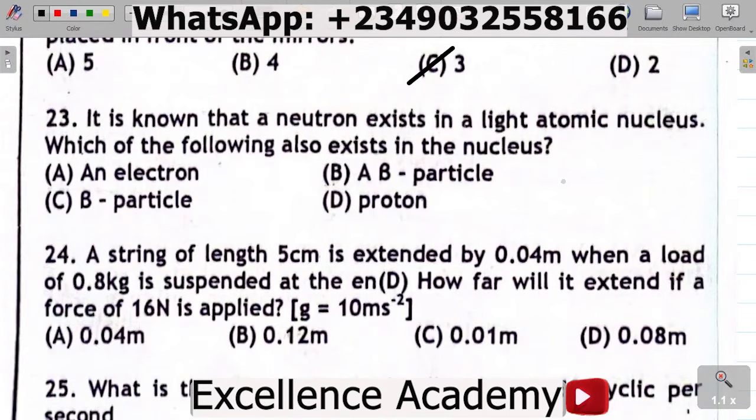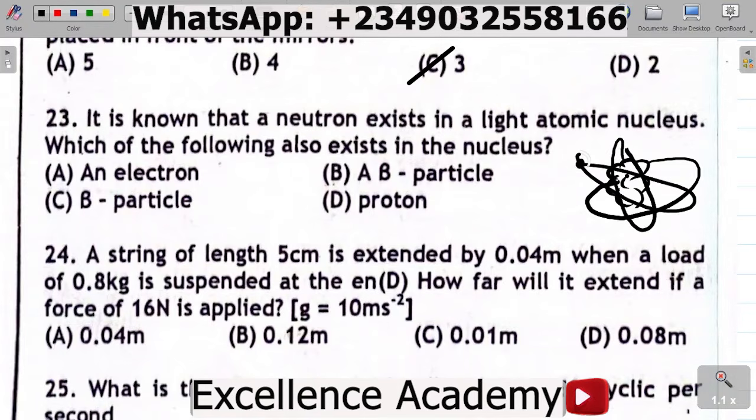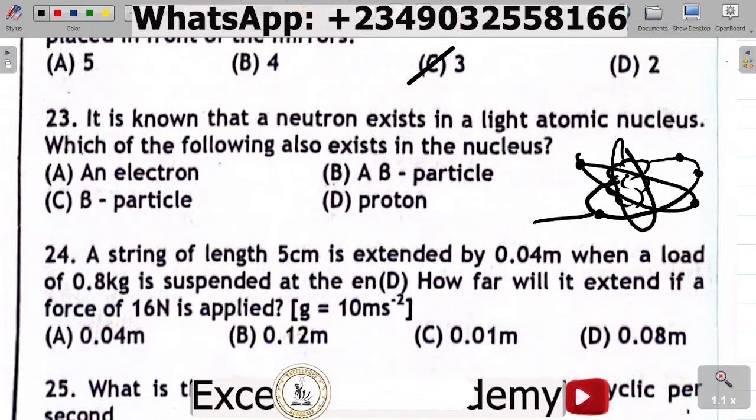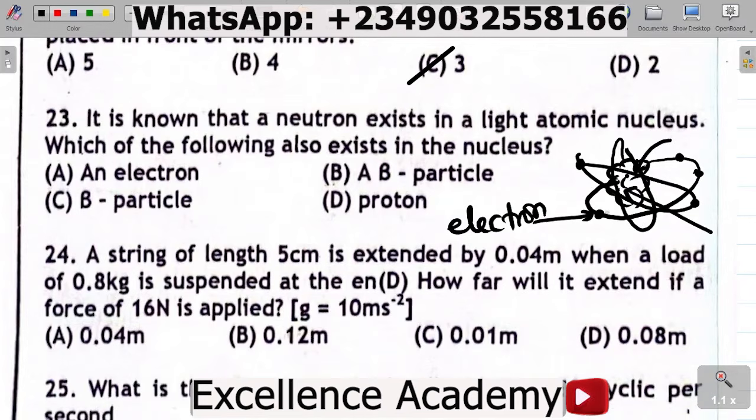We'll talk about the nucleus of an atom. You have electrons revolving around the nucleus of an atom in orbit. Inside the nucleus, which is this middle part here, you have two things. Number one, you have neutron. Number two, you have proton.